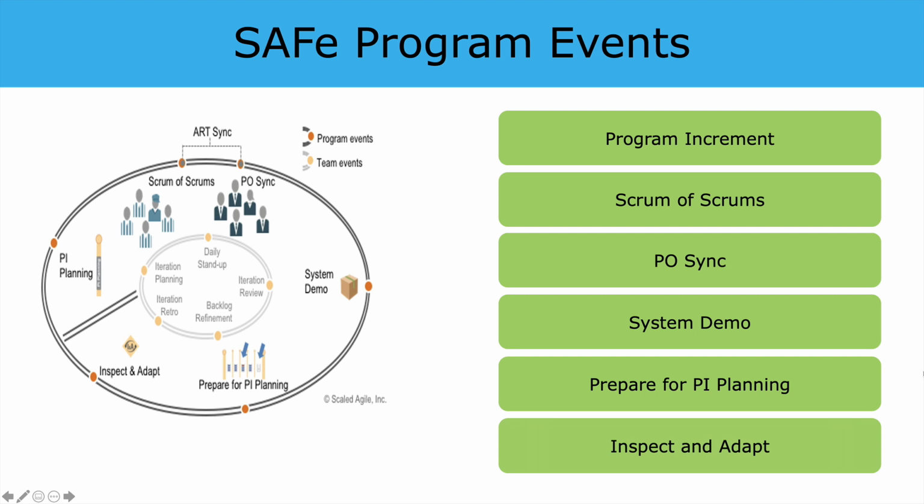The sixth event is the Inspect and Adapt. Inspect and Adapt is done when the PI time box expires. The Release Train Engineer will facilitate the Inspect and Adapt event at the end of the PI, where the teams would hold a final system demo, also known as a PI system demo. There will also be a problem-solving workshop, where the teams identify what challenges they faced and any improvements the team can make going into the next PI.